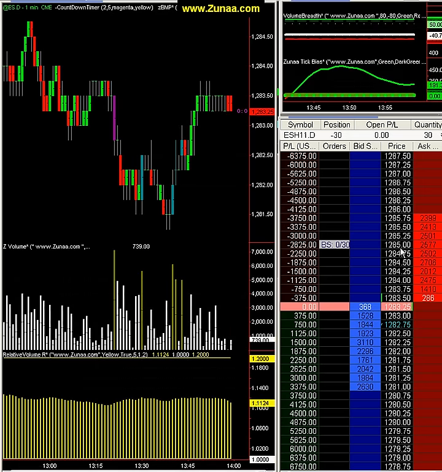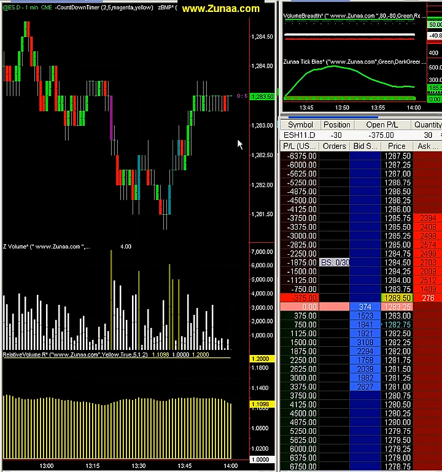Okay, this is a short trade on the S&P 500, and we're short at 83.25, and we have a hard stop in at 1284.50. It's just a matter of we're waiting for the market to break lower.